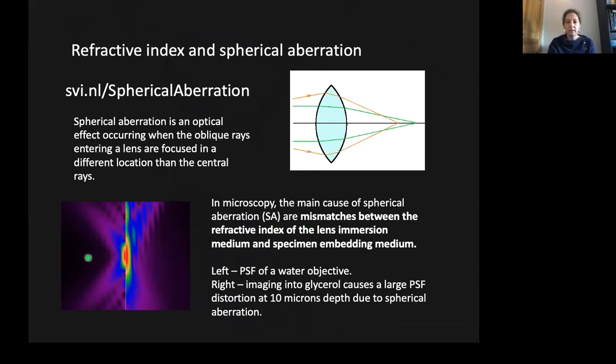On the left side, an XZ view of the point spread function of a water immersion objective. On the right side, the same objective, imaging 10 microns into glycerol, now has a much broader point spread function. The signal has been effectively blurred by spherical aberration. If the mismatch is large, as in this example, or for example, when going from oil immersion medium into a watery specimen, the point spread function will blur just a few microns away from the cover slip, leading to a loss of both signal and resolution.